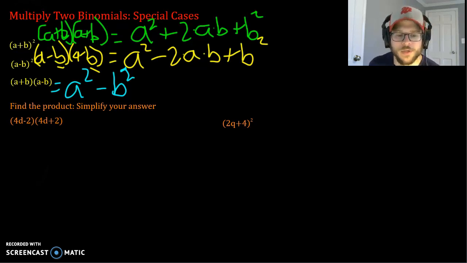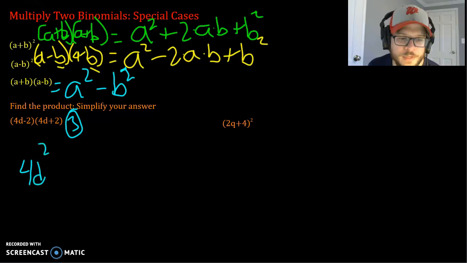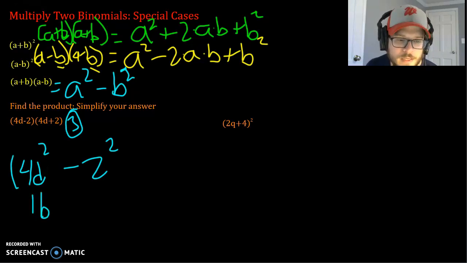So let's use these shortcuts in our first example. If you notice, we have a 4d minus 2 and a 4d plus 2. They're the exact same terms, but the only thing different is that one's addition and one's subtraction. So this is our third case right here, which means all we have to do is take our first term and square it, and subtract our second term squared. So the square goes to both. 4 squared is 16, and d squared is d squared. 2 squared is 4.